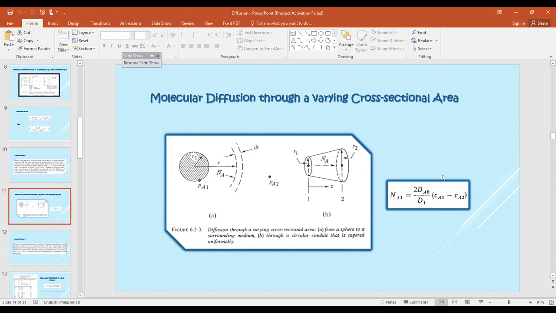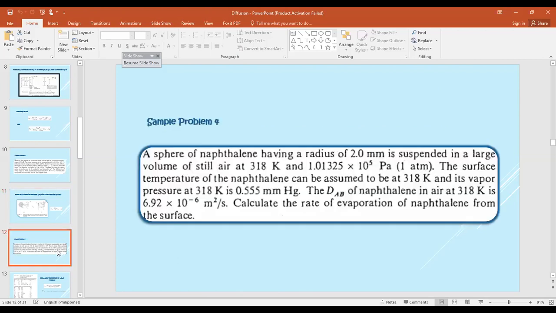And this is your formula. You will still be needing the molar diffusivity, and you'll be needing the C sub A1 and the C sub A2, and you'll be needing the diameter, the D sub 1. Okay, to illustrate how such a formula will be used, we have this sample problem again. A very classic example of the sphere is the naphthalene balls diffusing through air.